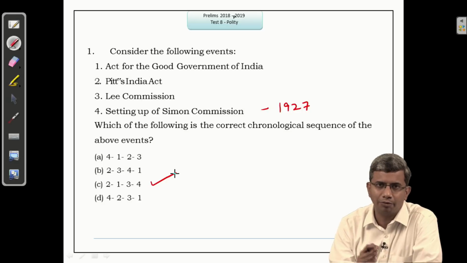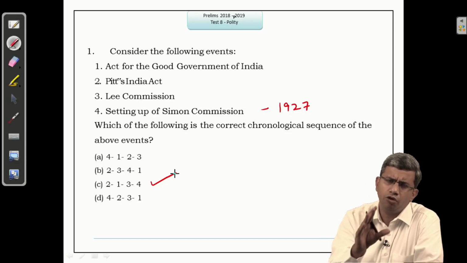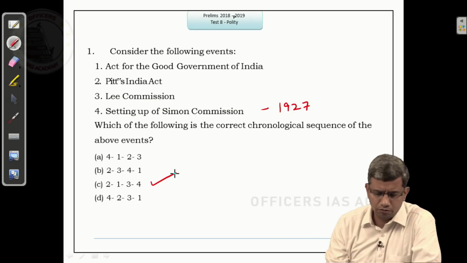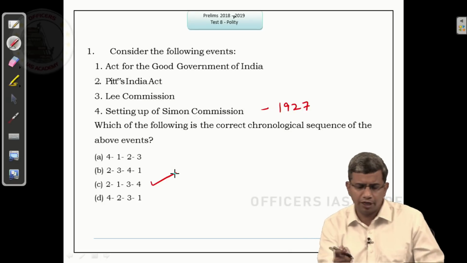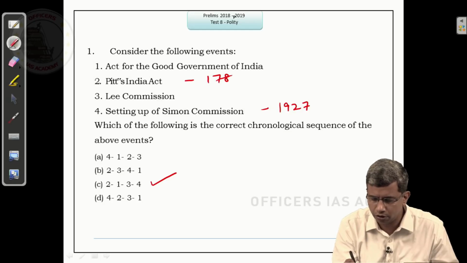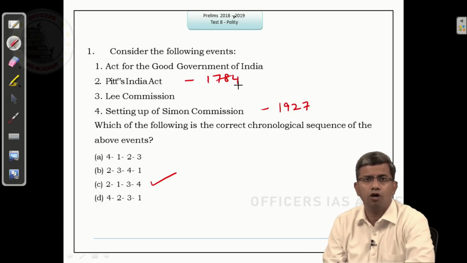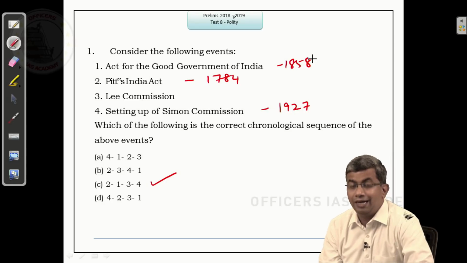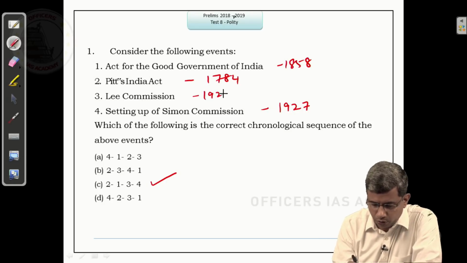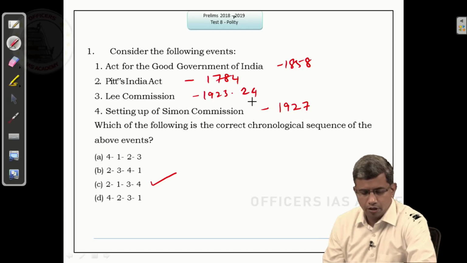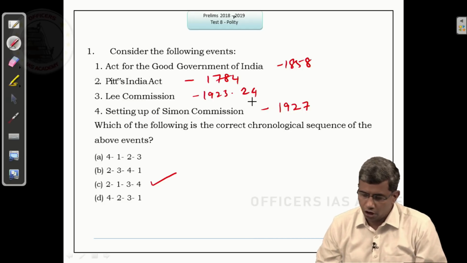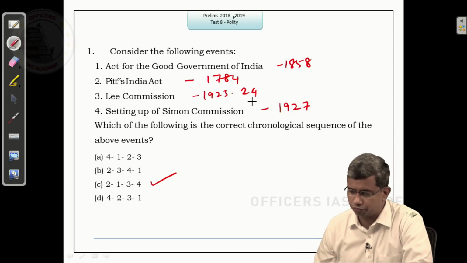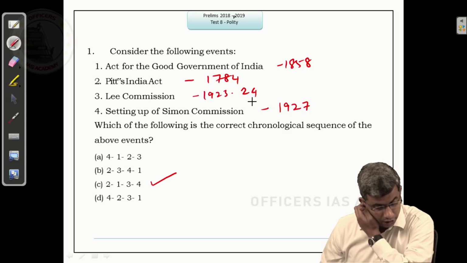If you know that Simon Commission was 1927, and if you vaguely don't remember when the Lee Commission was set up, when Pitt's India Act was enacted: Pitt's India Act was enacted in 1784. Act for the Good Government of India is nothing but the Government of India Act 1858, and Lee Commission was set up in 1923-24 for the purpose of recruiting civil servants in India.